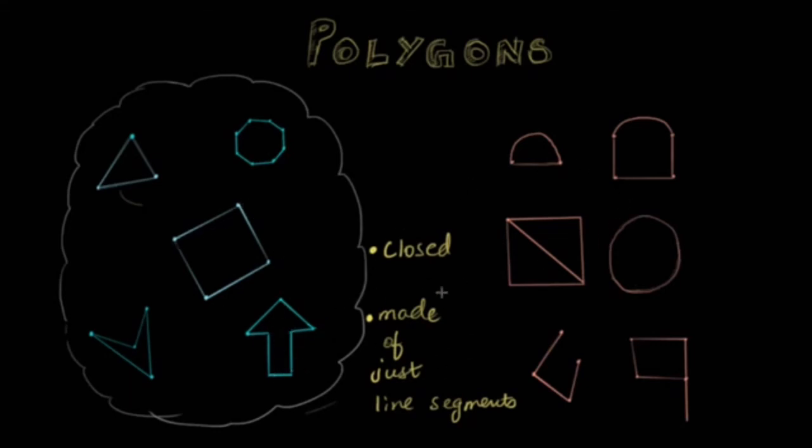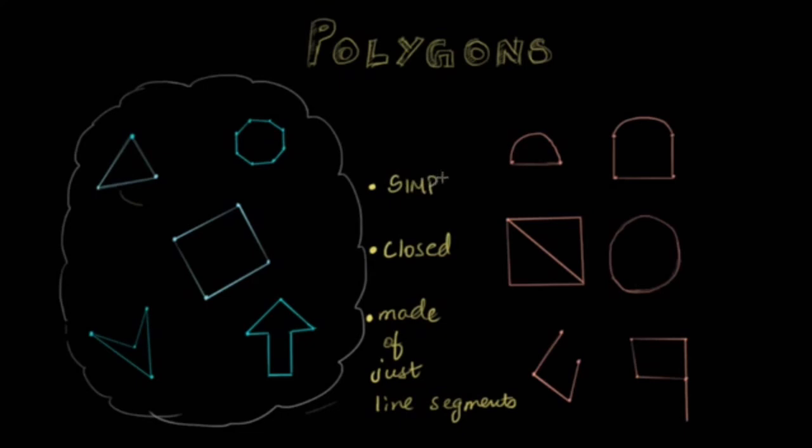So maybe these two are the only rules, but then I come here, I see this, okay, this is made of only line segments and it is closed. There is a region inside and then there is a region outside. So this is kind of closed. So what's going on? There's one more small rule that we need, that the curve needs to be what we call simple.